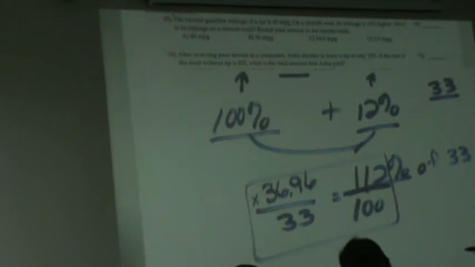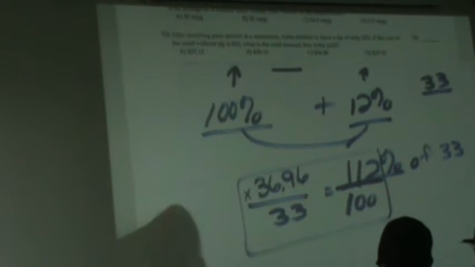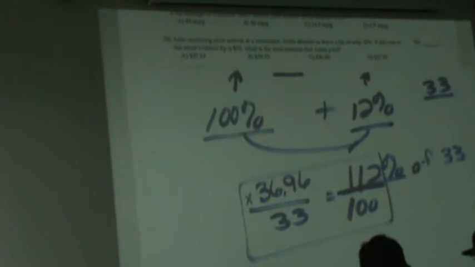Say it louder. 36.96. Okay. If you found 12% of 33, you would have probably found 3.96, and then you would have had to add it on to 33. So C is 36.96. Is everybody okay with that? Yes. Okay.